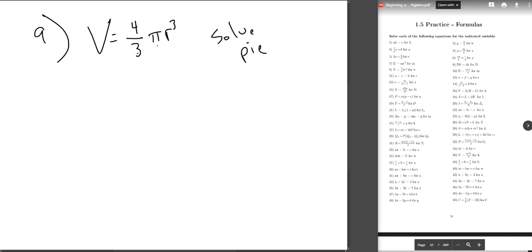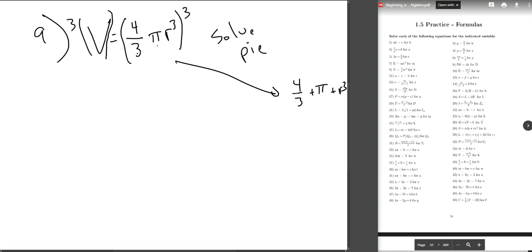All right. So we want pi. We want to get rid of this fraction, right? First thing we want to do is get rid of that bloody fraction. So I'm going to multiply everything by 3. Boom. Note, this is not 4 over 3 plus pi plus r cubed. This is 4 over 3 multiplied by pi over 1 multiplied by r cubed over 1.